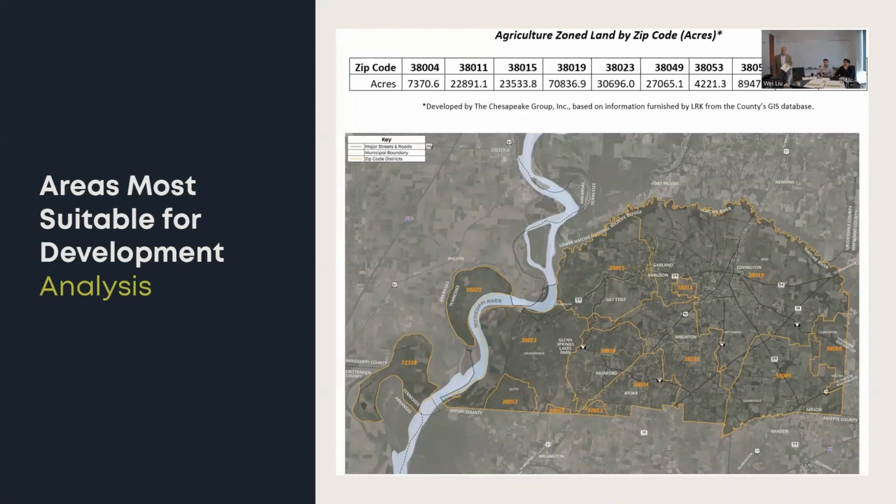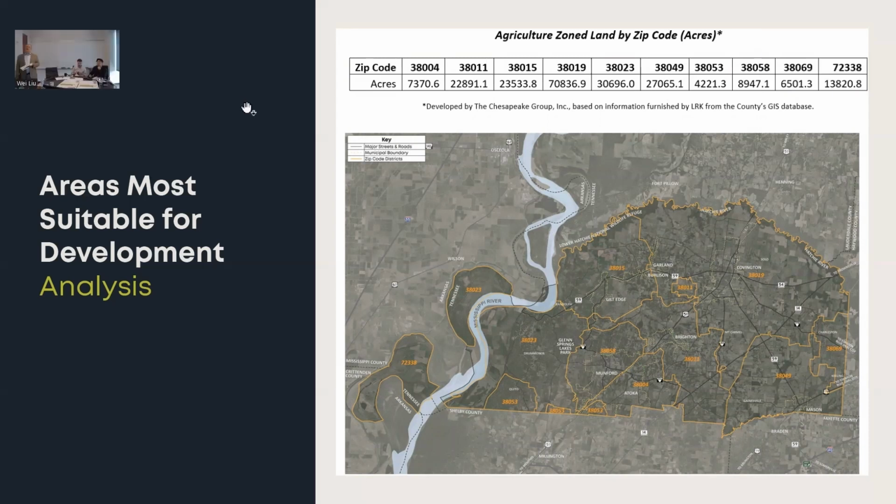This will be made available in the presentation on the website. These are the zip code areas and the acreages of agriculture within those. So at the top, you can see again that 38019 is very large, almost 71,000 acres of land that is currently farmland. And then some of the other zip codes as well.